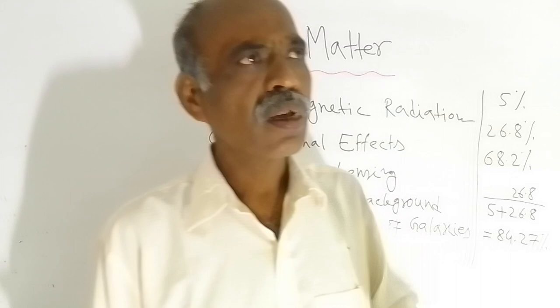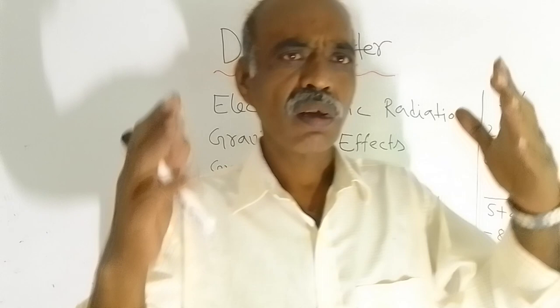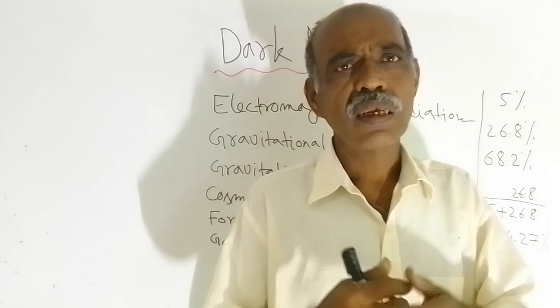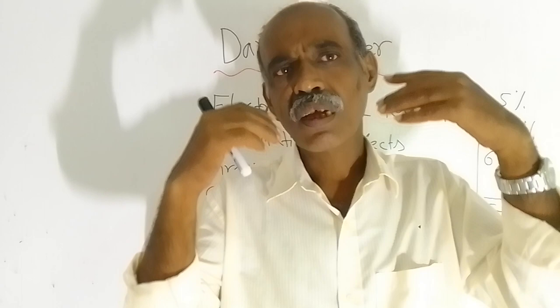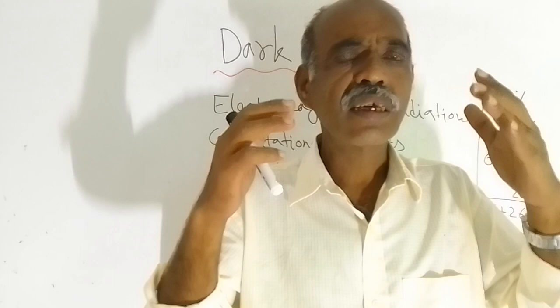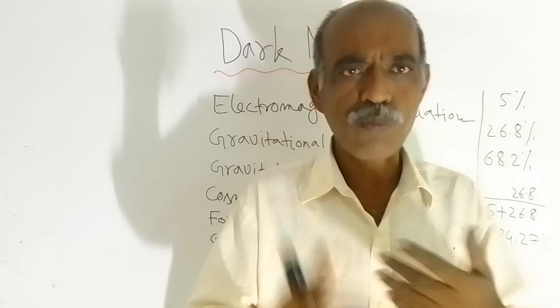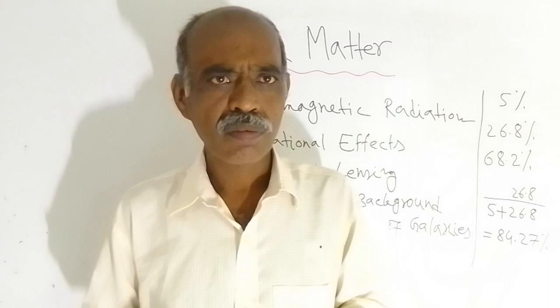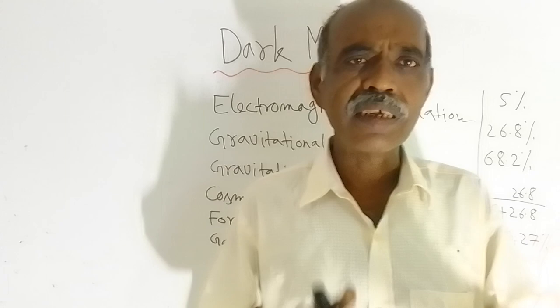Because dark matter does not interact with electromagnetic radiation. Means it does not absorb electromagnetic radiation, it does not reflect electromagnetic radiation, again it does not emit electromagnetic radiation. So there is no response of electromagnetic radiation on dark matter. It is not visible, this matter is not visible. Then how did scientists come to know about the existence of this matter?